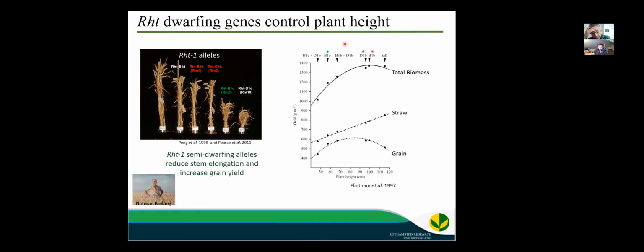By the way, Norman Borlaug, I'll just put it here to give a quick glance, was the father of the Green Revolution, as you know. He worked as well with the RHT gene, so he implemented all these varieties with RHT in Asia, in Africa, and Mexico as well.